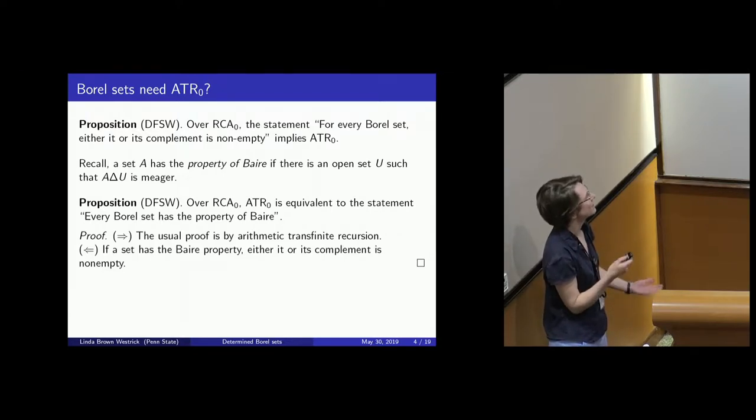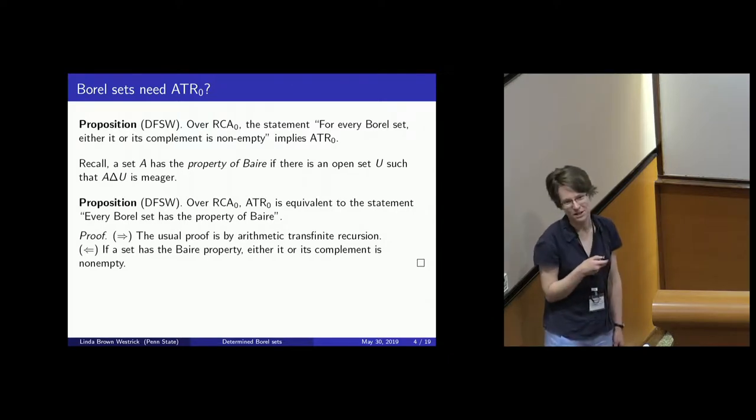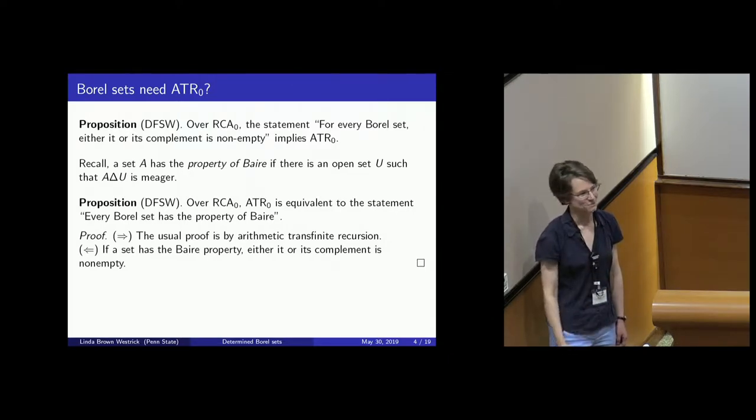So it's well known that every Borel set has the property of Baire. And in reverse math, ATR is actually equivalent to this statement. Why? Well, the usual proof that every Borel set has the property of Baire is by transfinite recursion. And in the other direction, if a set has the property of Baire, either it or its complement is non-empty.